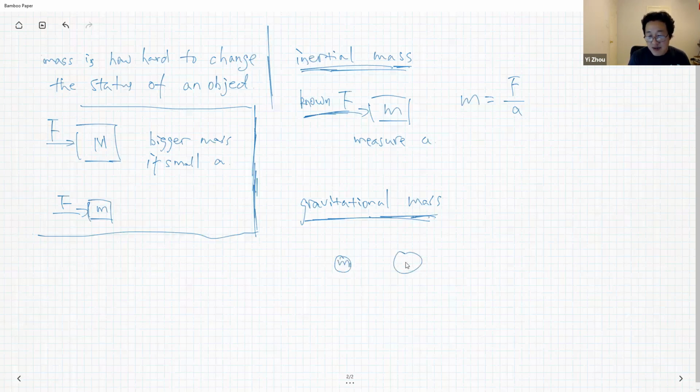M1 and M2, they will have an attraction force between each other, right? We'll talk about this later, but I'll write it down here. The attraction force is some factor times M1 times M2, divided by the distance between the centers of the masses. So here the mass is called gravitational mass.